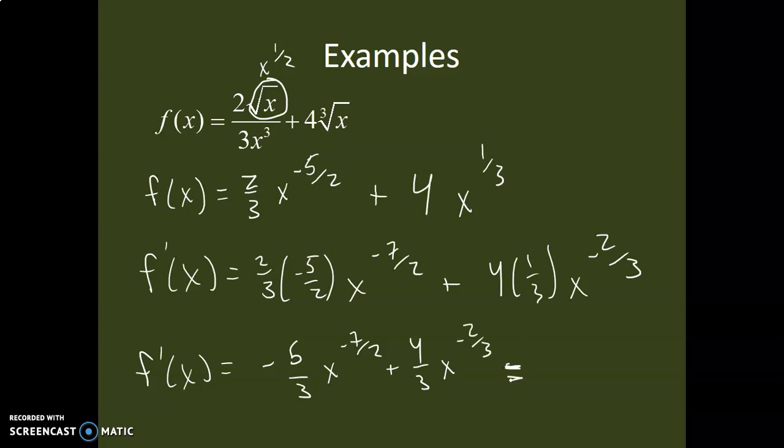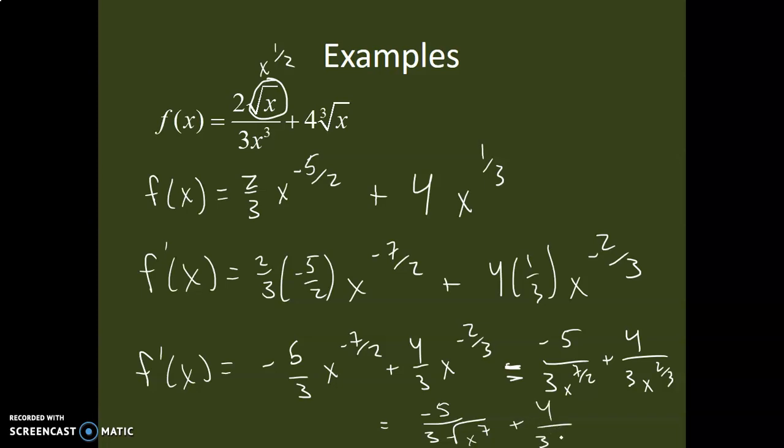Or you might see it as -5 over 3 x to the 7/2 plus 4 over 3 x to the 2/3. Or you might see it with these turned back into roots since the original problem had roots. So -5 over 3 times the square root of x to the 7th plus 4 over 3 times the cube root of x squared. Again, any of these last 4 forms are acceptable, and they might all show up on the multiple choice, so you need to be able to move between them.